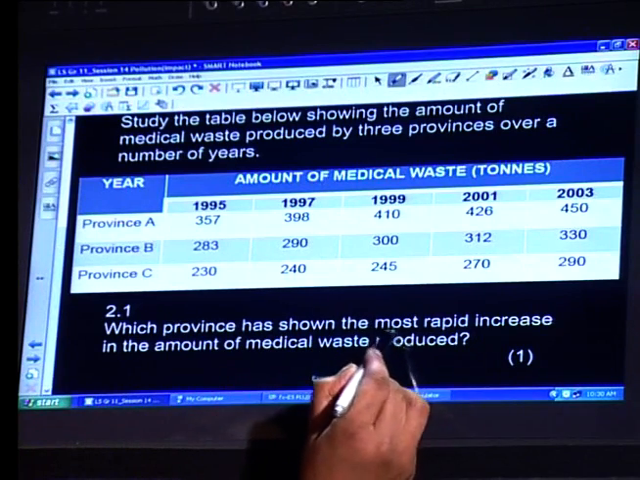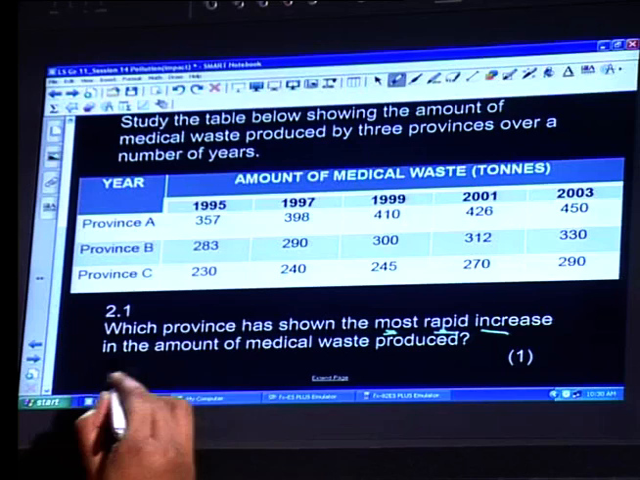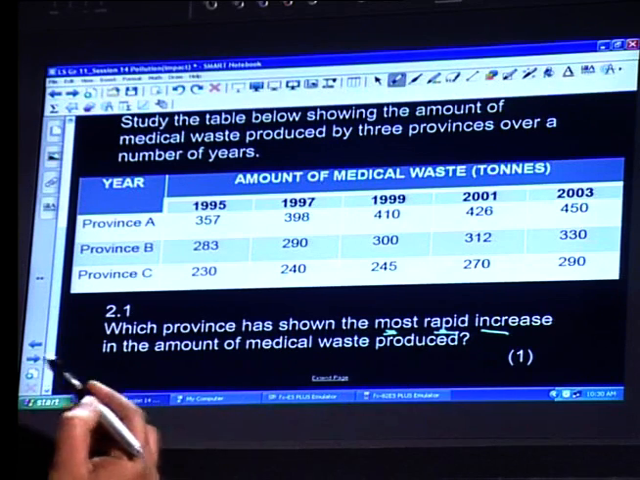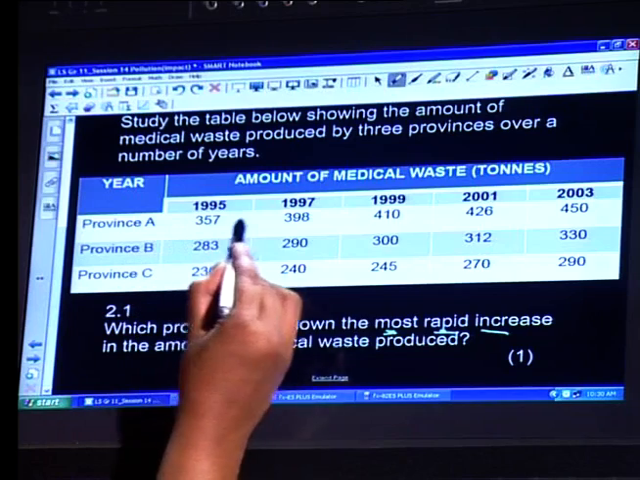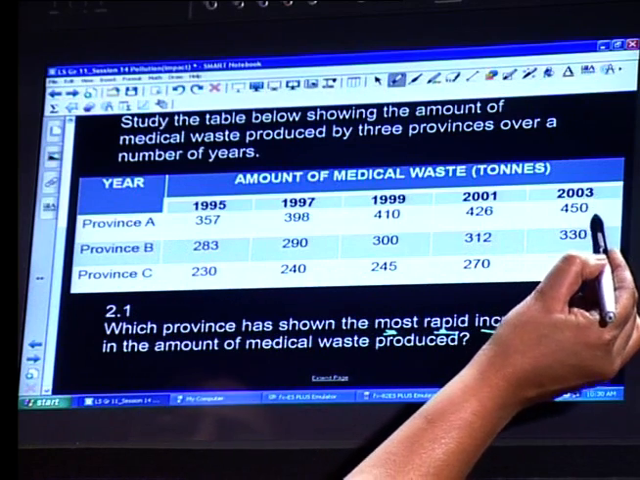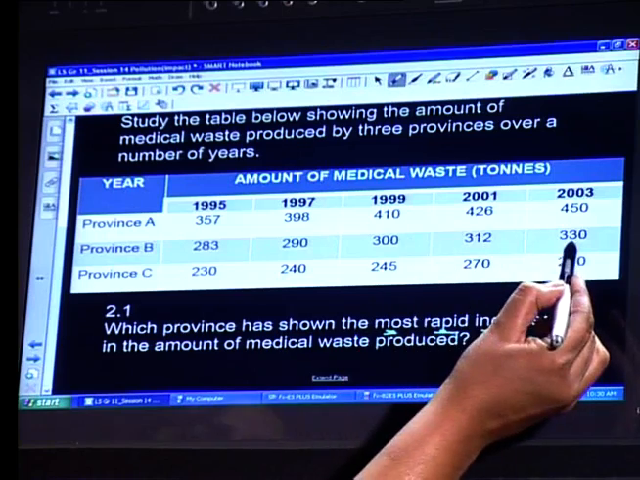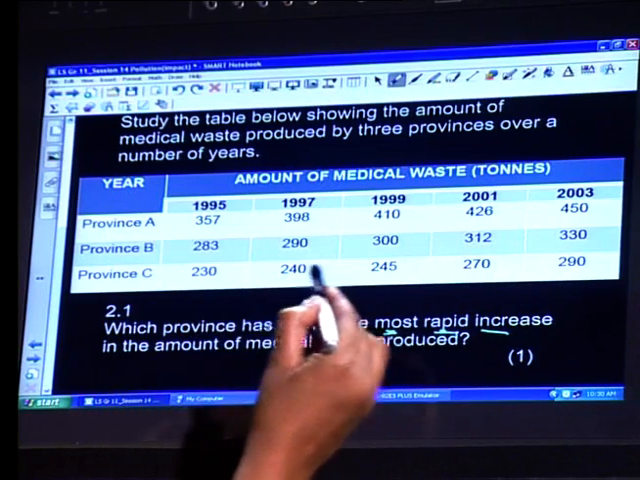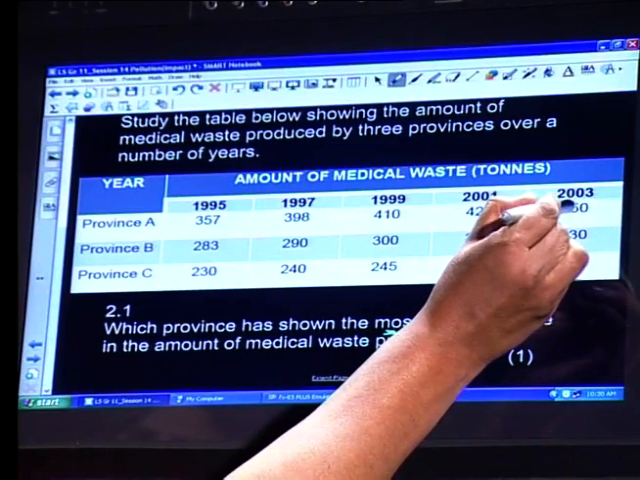So let's look at it now. Which province has shown the most rapid increase in the amount of medical waste produced? So most means you've got to choose from the 3 provinces. Then you've got to look at province A, and you see the highest was 450, right, in province A. Province B, the highest was 330. Province C, the highest was 290. So from all 3 provinces, you see that the highest amount of medical waste in tons was in province A.